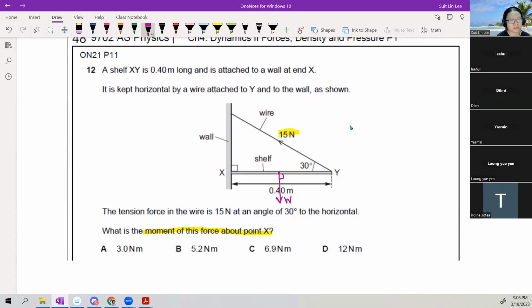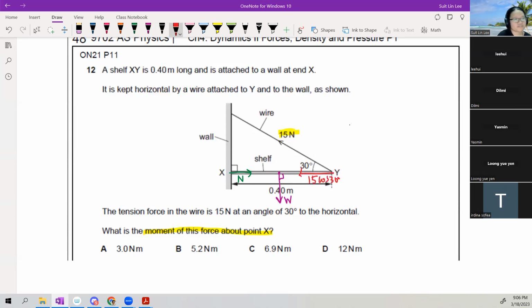So you see, the thing is, I don't know a lot of things. I know 15, I know 30 degrees, and that's it. Do I know the normal force here? Well, I guess I can find this normal force. This normal force is 15 sine 15 cos 30.